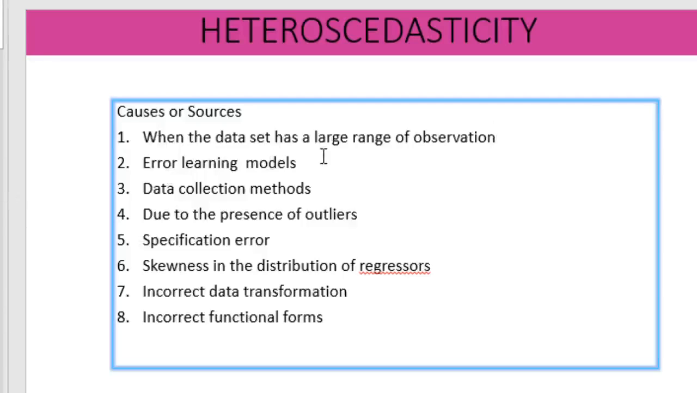Then error learning models will have different variances. If the data collection techniques improve, there will be the problem of heteroscedasticity. The presence of outliers also creates the problem. If the model is not correctly specified, if the data transformation is not correct, if the functional form is not correct, then in all these cases there will be the problem of heteroscedasticity. Skewness in the distribution of the regressors also creates the problem.